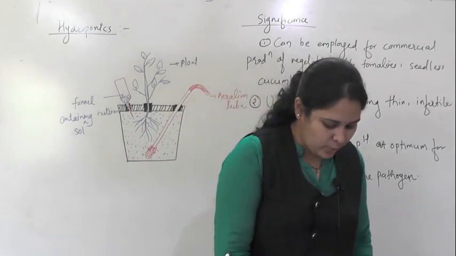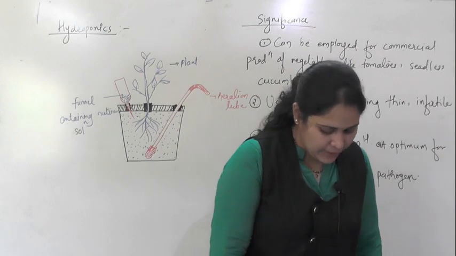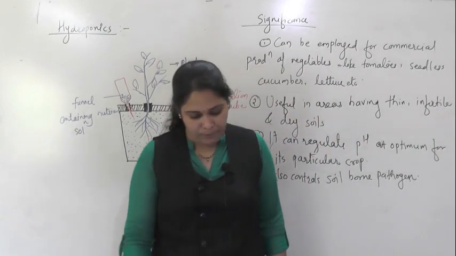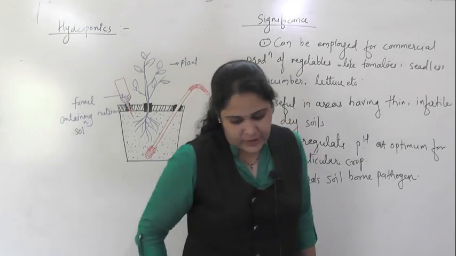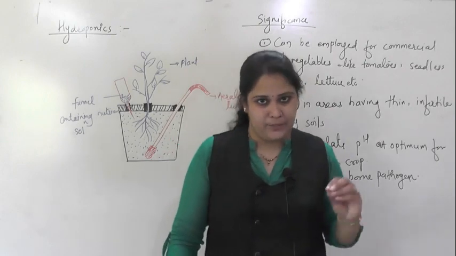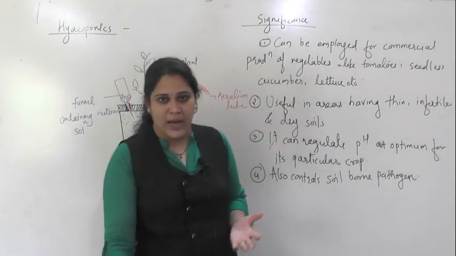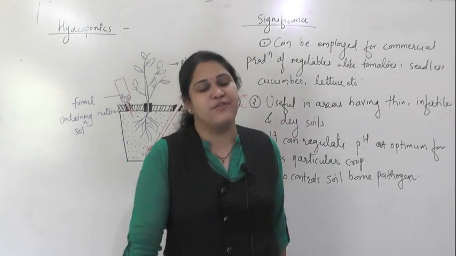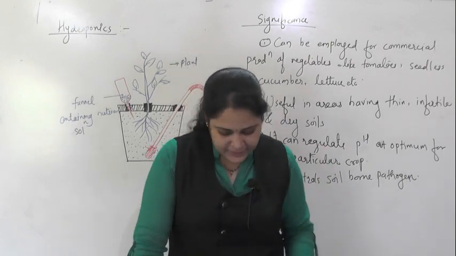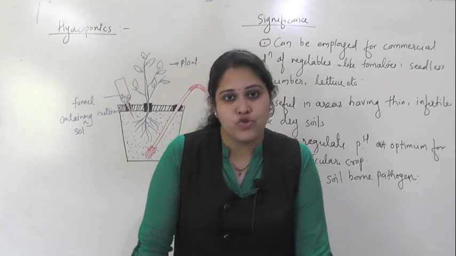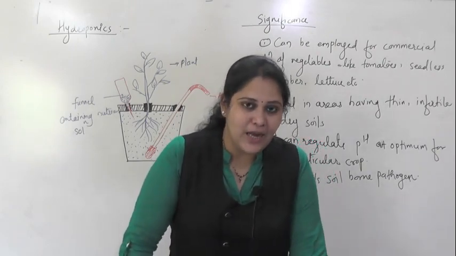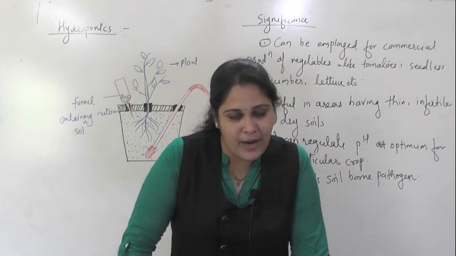Questions can be asked on hydroponics. Now, as I told you, along with hydroponics, there is also sand culture. In sand culture, the plant is placed in sterilized sand. Sand also has to be sterilized, free of microorganisms. After that, we place the plant in it. Now, this sand has to be supplied with nutrients. Sand culture has a few more advantages over hydroponics.